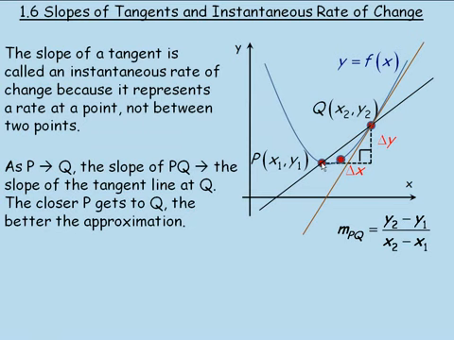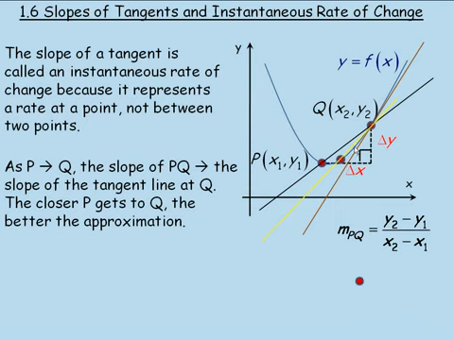If I were to take point P and move it to here and draw a new secant line, there's my yellow new secant line, the slope of that new secant line is closer to the slope of the tangent line than the original secant line going through point P here and Q. And that's because I've taken that point P and moved it closer to Q.